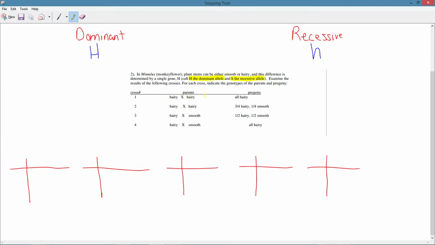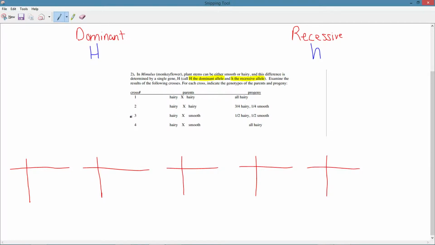Hairy times hairy gives you all hairy. Now, the question here is, when you cross the same trait, can you tell which one is dominant or which one is recessive? Now, if hairy is dominant, dominant times dominant equals dominant, all hairy. But at the same time, it can also be recessive. Hairy recessive times hairy recessive will give you all hairy. So, you basically have to find out a cross that involves both traits.